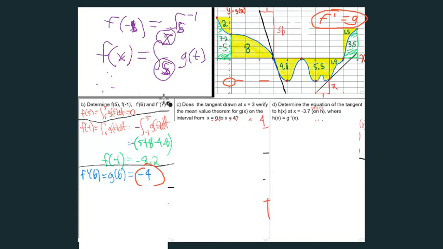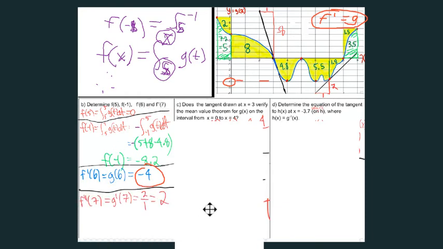Then we have to do f, this says f double prime. Okay, what is f double prime at 7? Well, f double prime at 7 is g prime at 7. So f double prime is g prime. What is g prime? The slope of g. So let's take a look at this.